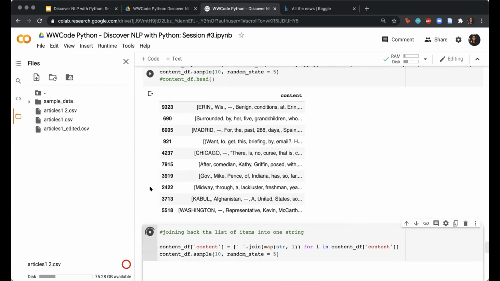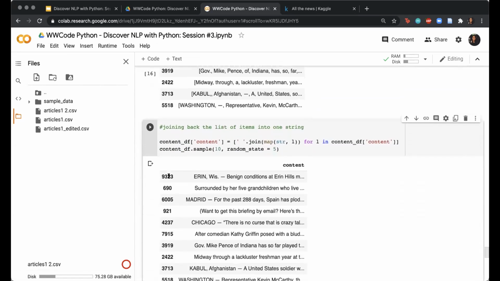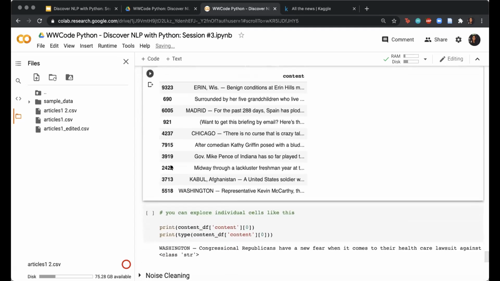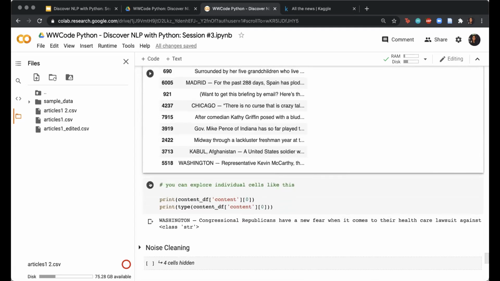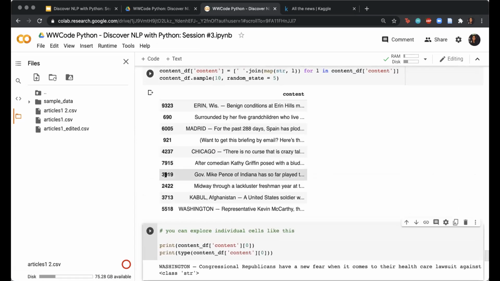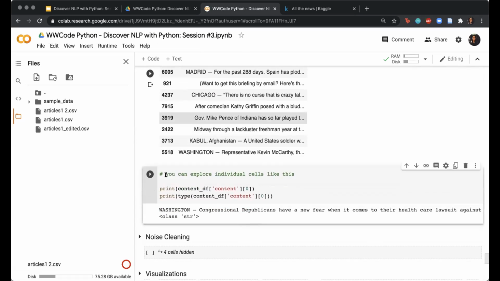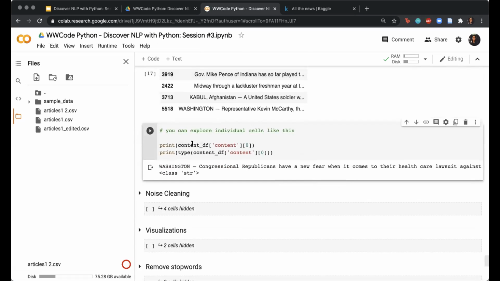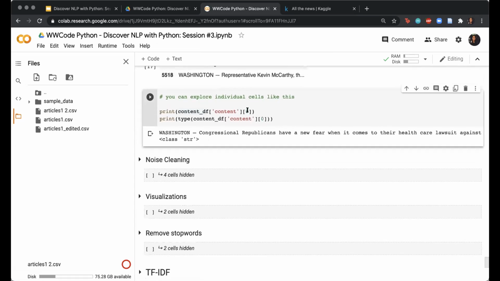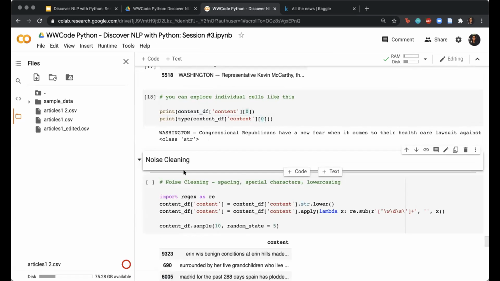So as you can see, it's done. Now we are going to join the list back into one string to further process it. And it's back when we have joined it together. To explore individual cells like this, we can just use the indices, and that would take us to the individual cells. Now let's talk about noise cleaning.